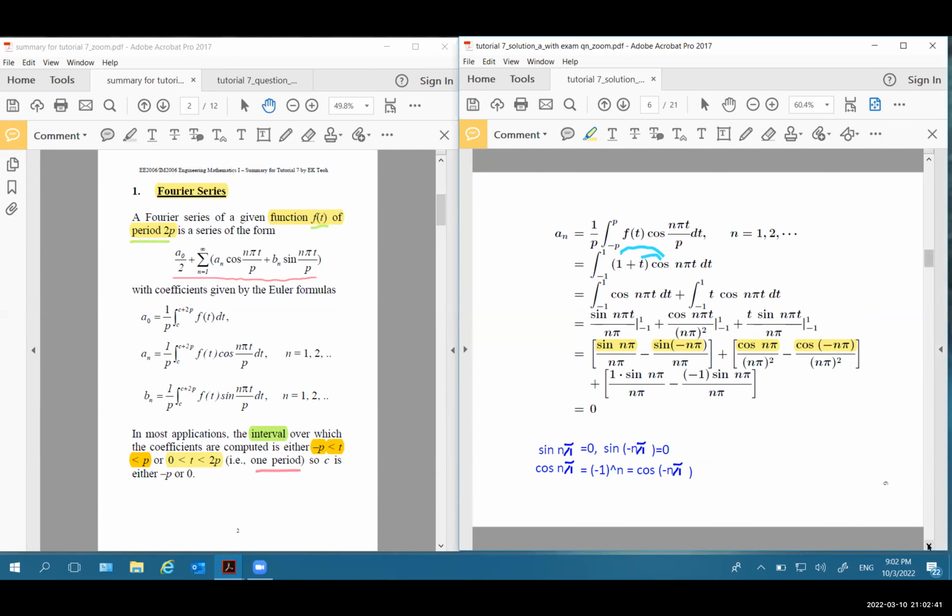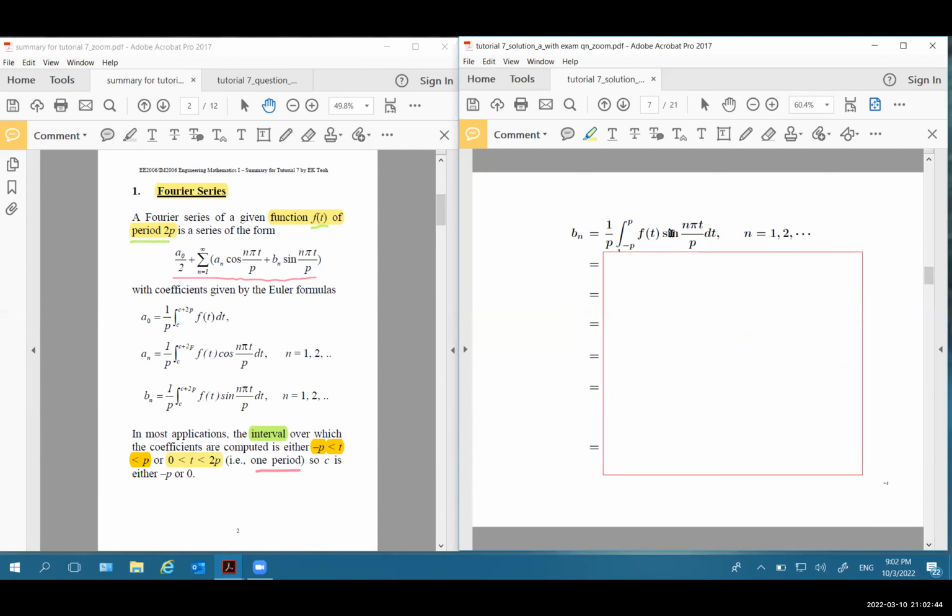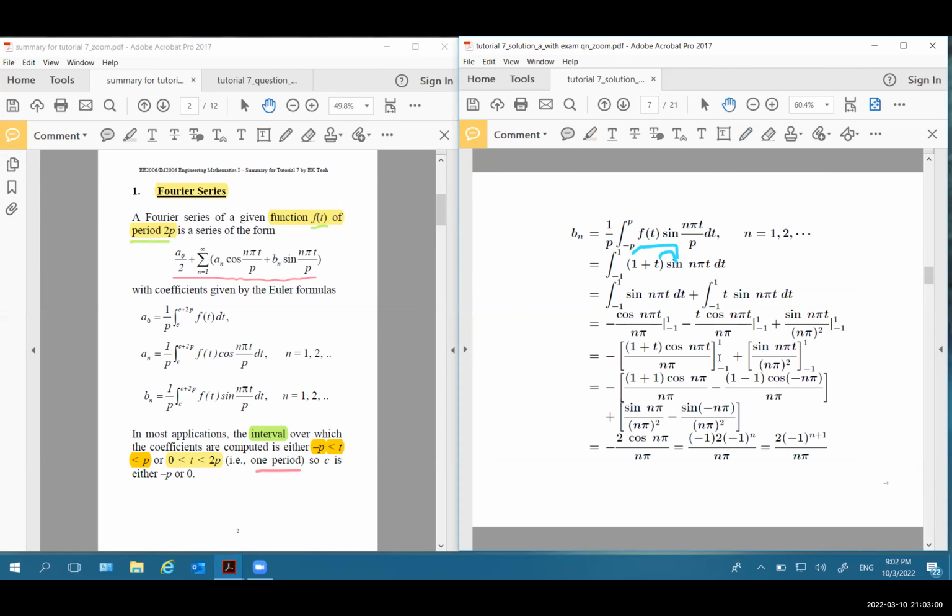So that's an. Then we want to do bn, right? So this one is bn. Then we also go and do this. Now, of course, we also want to go and multiply out, then go and integrate. So then, it will give us this.